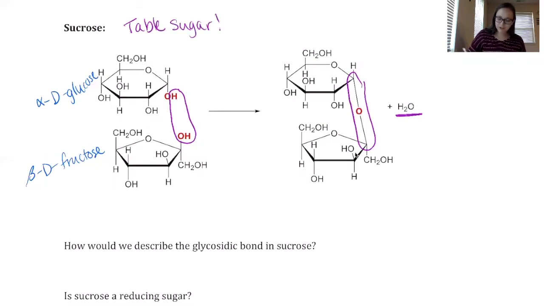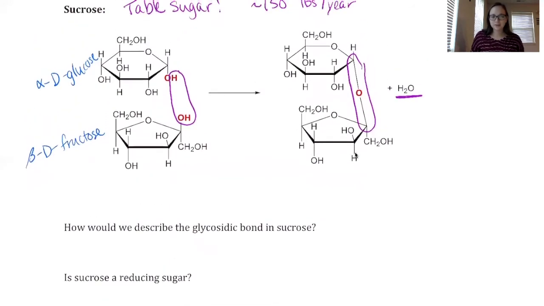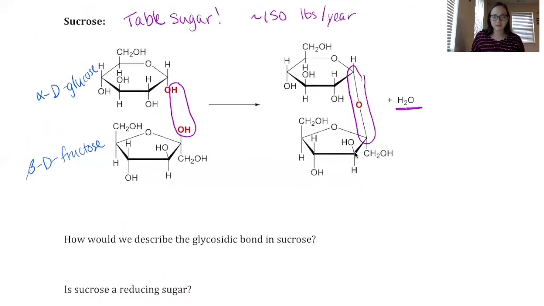So on average, we consume about 150 pounds per year, the average person. If you like candy a lot, you probably have a little bit more. But how would we describe the glycosidic bond in sucrose?